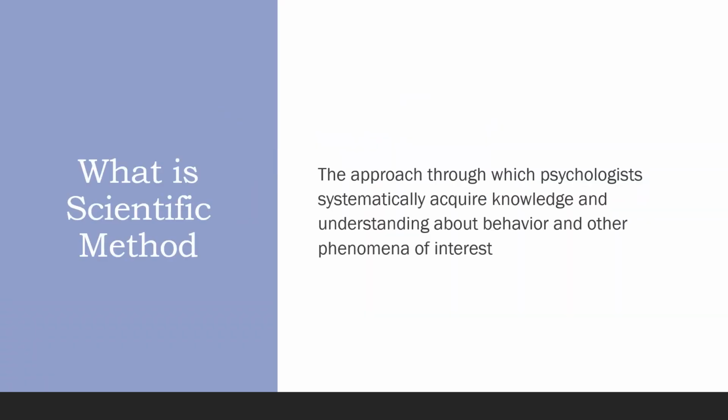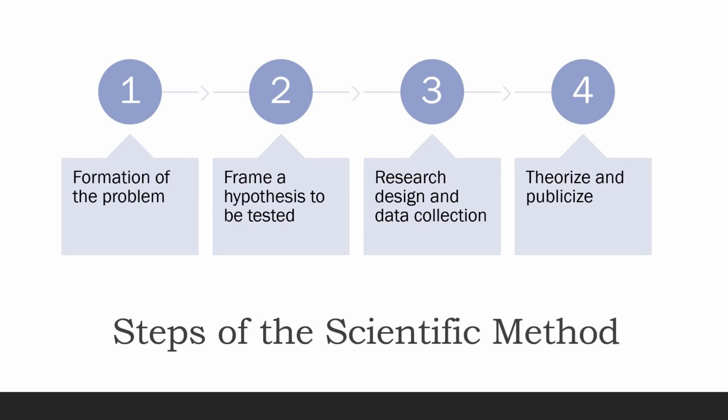So, the scientific method is the approach through which psychologists systematically acquire knowledge and understanding about behavior and other phenomena of interest. There are 4 steps. First, we have formation of the problem. Then we have framing a hypothesis to be tested. Hypothesis means a predicted relationship between variables. Then the third point we have research design and data collection. And the fourth point, theorize and publicize.